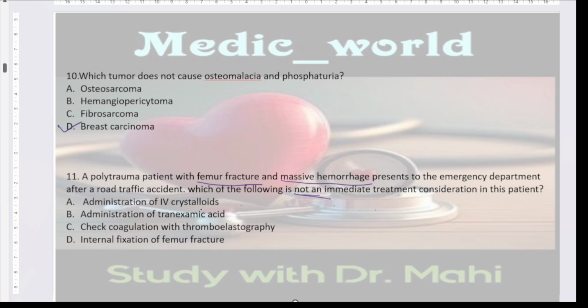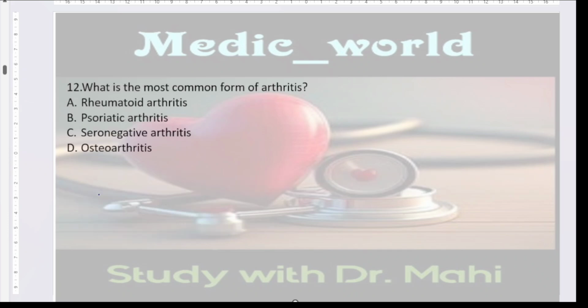Now, which is not an immediate treatment? Administration of IV crystalloids is true. We can consider it as the treatment option. Administration of tranexamic acid is also true. Check coagulation with thromboelastography is also true. But internal fixation of femur fracture is not done immediately in case of femur fracture and massive hemorrhage. So the answer to this question is option D, that is internal fixation of femur fracture.